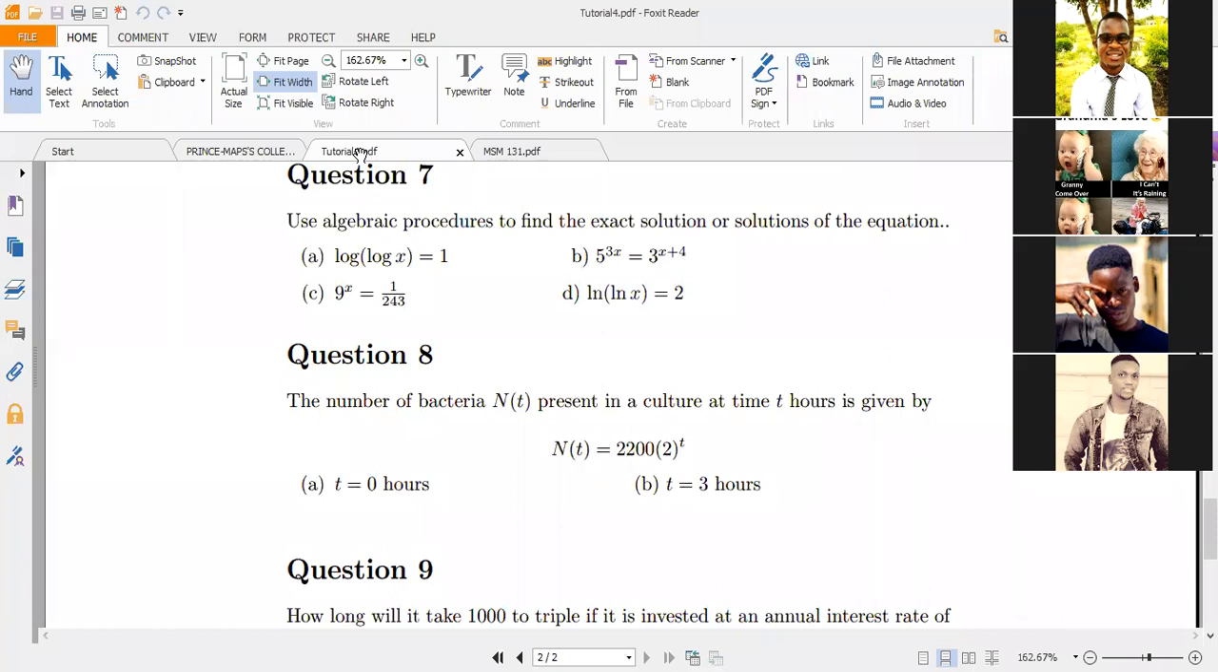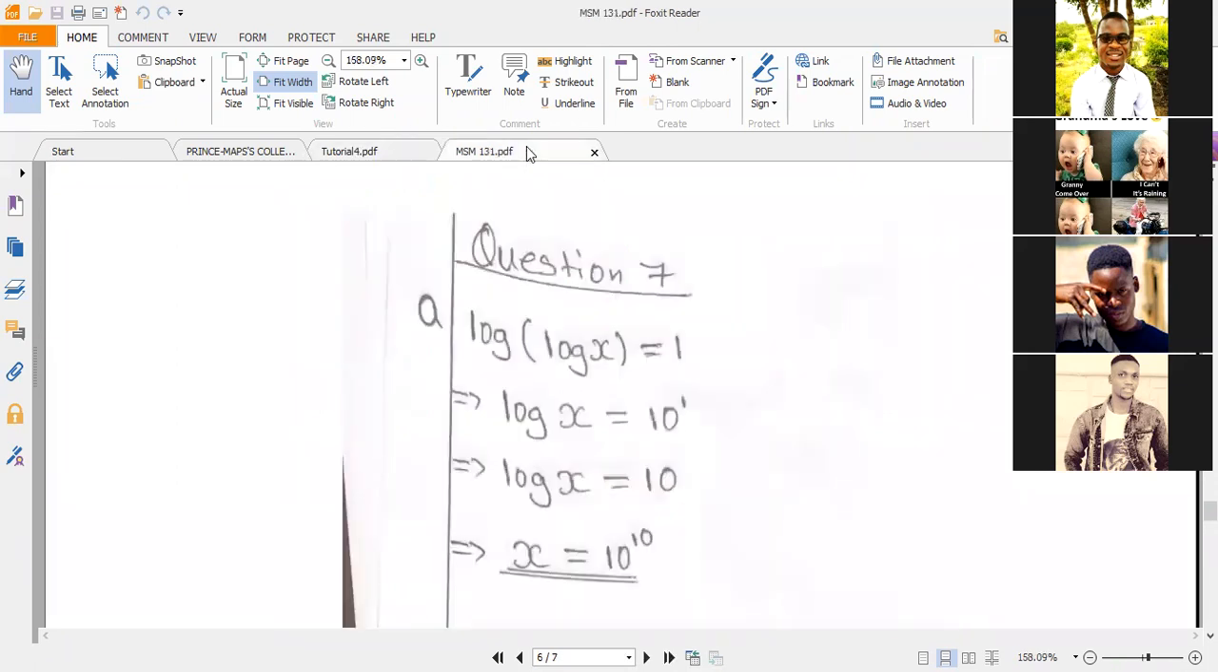All right, so question 7. Use algebraic procedures to find the exact solution or solutions of the equations. So I'm going to solve some of the equations. The A part says log open brackets log x close brackets is equal to 1.